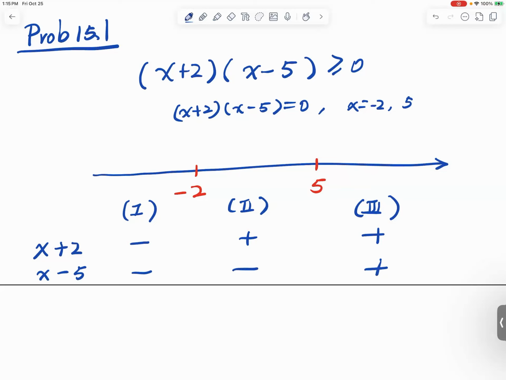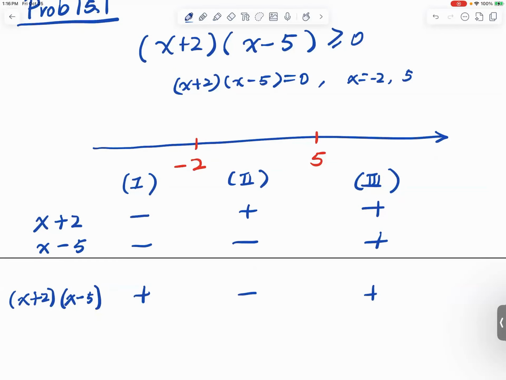Then how about the product (x plus 2)(x minus 5)? Negative times negative gives us positive. Positive times negative gives us negative. Plus times plus means plus, right? So we know the sign of the left-hand side, and we can label the sign above the number line: plus, minus, plus. We are interested in the regions where this product is greater than or equal to 0.